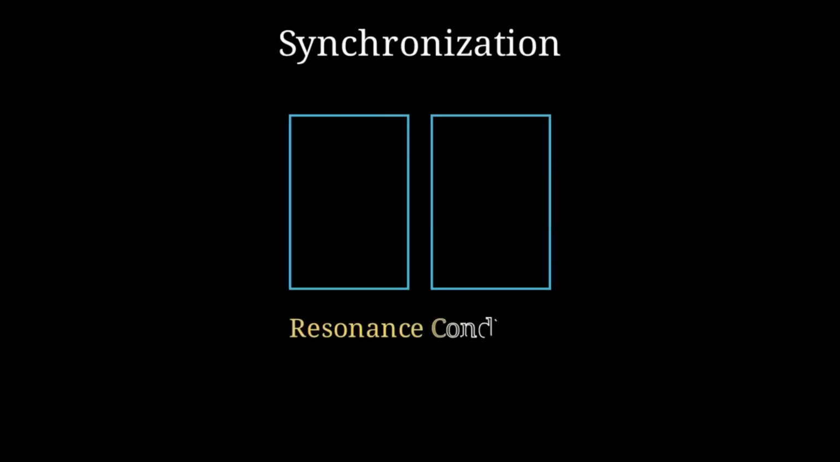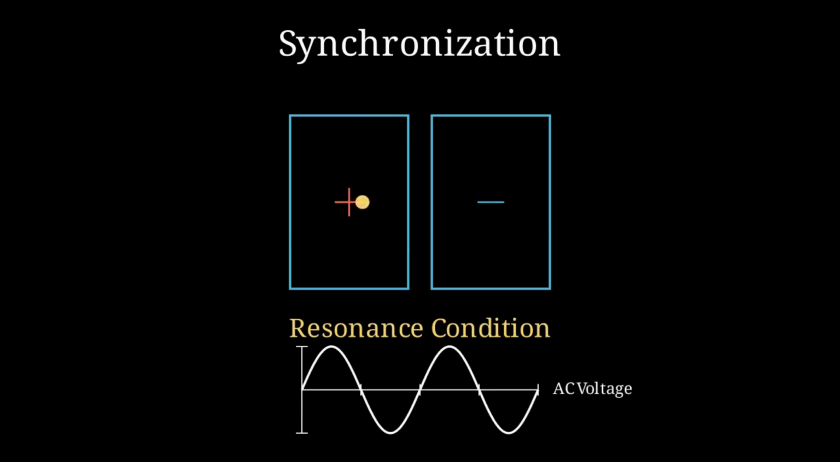For the particle to accelerate, the electric field must reverse polarity exactly when the particle enters the gap. This resonance ensures the particle always feels a push in the direction of its motion, regardless of how wide its orbit becomes. Let's look at an example.